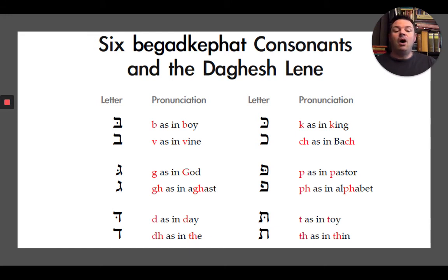And then the Tau, when it's got the Dagesh Lene in it, the dot, is going to have a hard T sound like tet, right? Tau, tet. But when it doesn't, it's going to have a TH sound in it, like thin. So each of these is slightly different, but really I would say only focus on the Beit, the Pei, and the Tau.